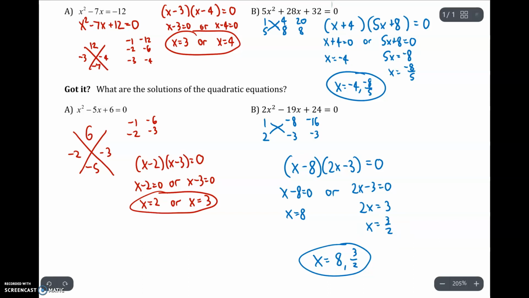Also a good idea, again, if we had the time, if we had a calculator, take this answer and plug it back into your original trinomial, plugging in 8, plugging in 3 over 2, either one. If I substitute that in for x, that would give me a solution to the original equation.